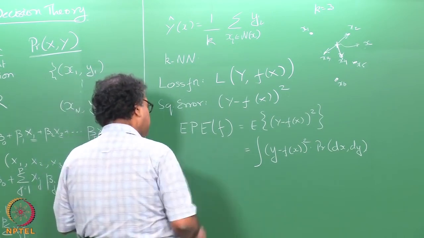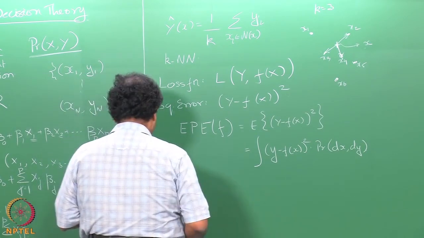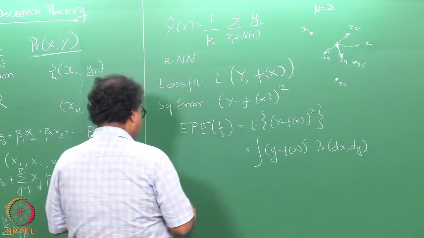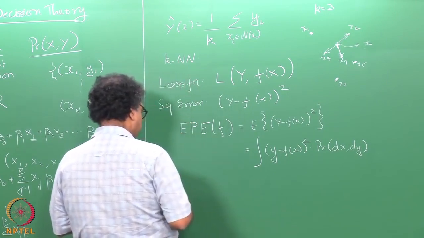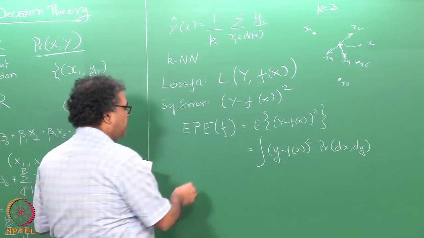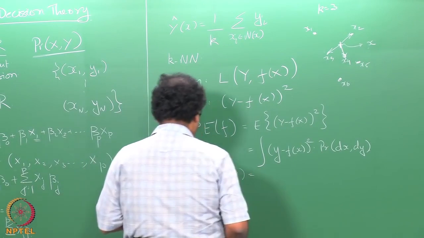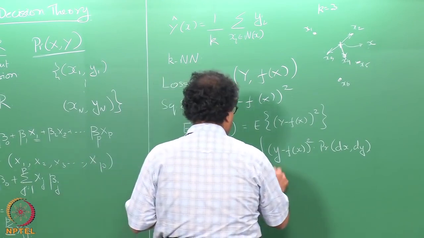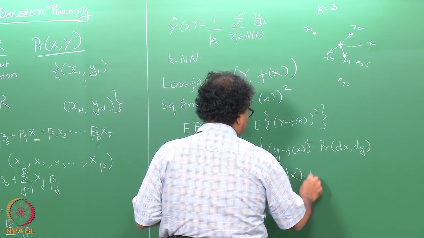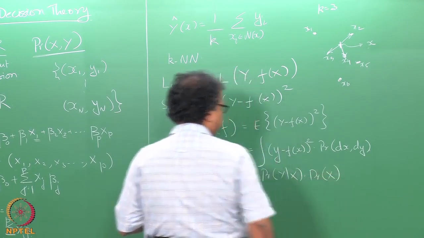I can do a little bit more sleight of hand here and talk about the conditional distribution. If you remember, the probability of x comma y can be written as probability of y given x into probability of x.